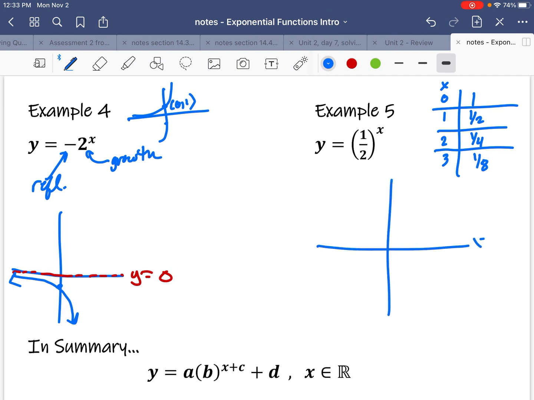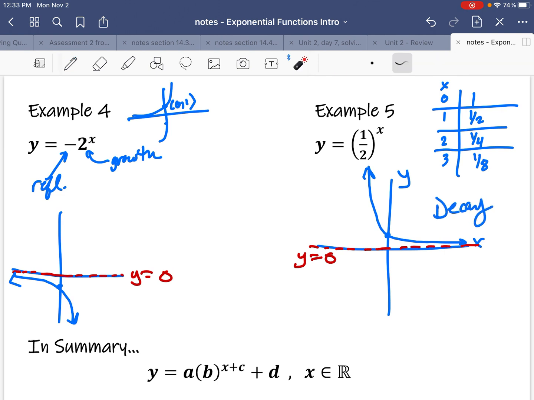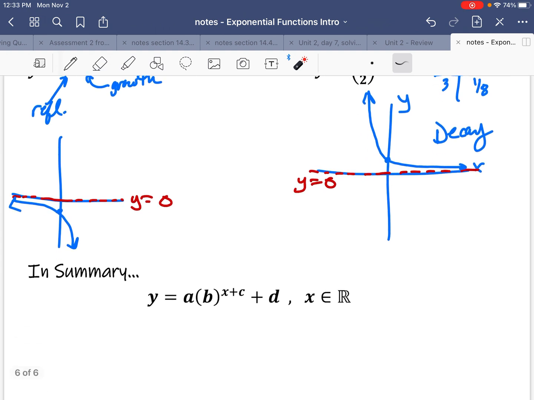So I still have the asymptote at y equals 0. Nothing has changed that. A horizontal asymptote. All right, I still have the point (0, 1), but now as I go over to the right, the answers are getting smaller. And if I went to the left, they would get larger. They would double in size. Okay, so that is a decay problem. Because what's happening is when you read it from left to right, the graph falls down really fast.